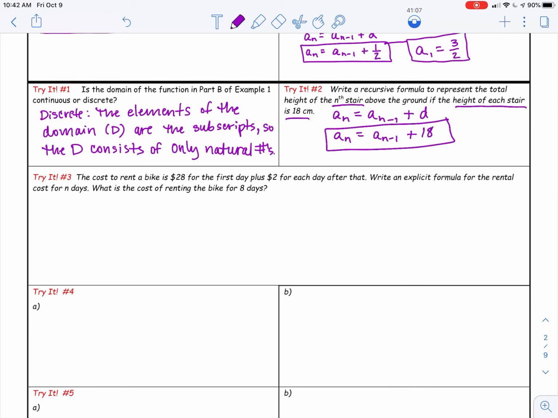Try it number 3 says the cost to rent a bike is $28 for the first day plus $2 for each day after that. Write an explicit formula for the rental cost for n days. What is the cost of renting the bike for 8 days?